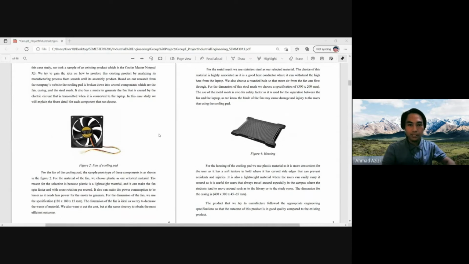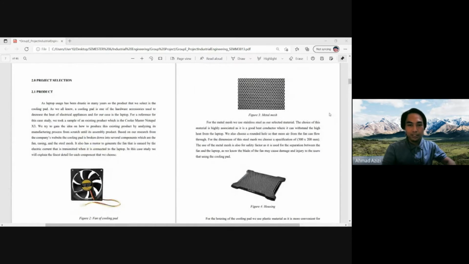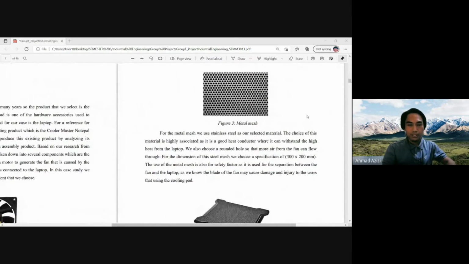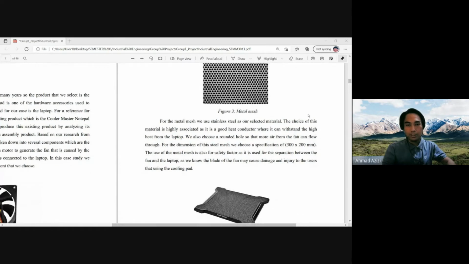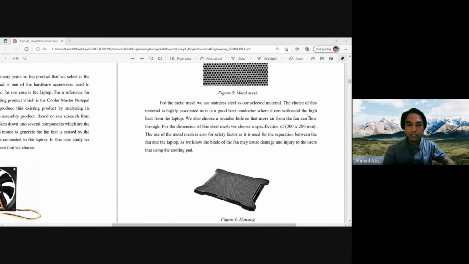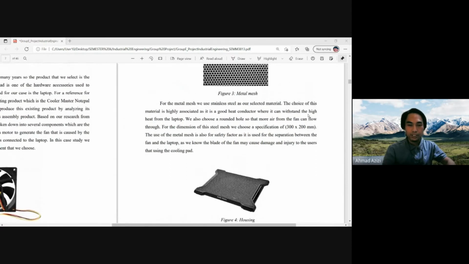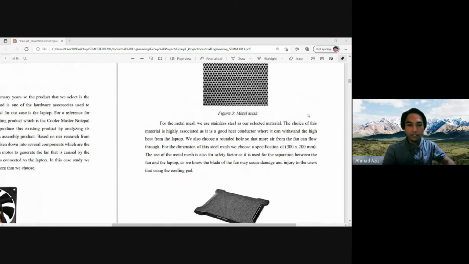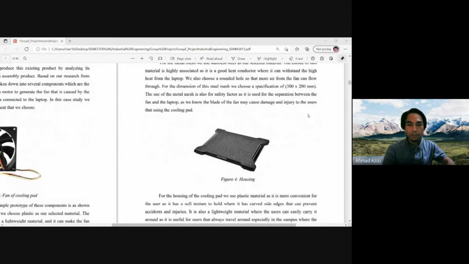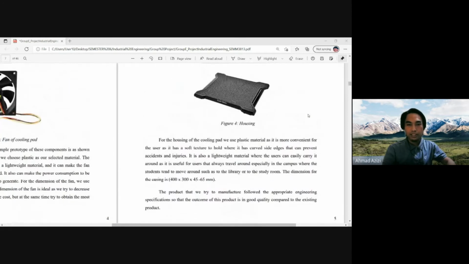Next is the metal mesh, where we use stainless steel. The reason we use stainless steel is because the material can withstand high heat from the laptop, which usually becomes hot if users use their laptop for a long duration of time. The metal mesh also has round holes because they ease the flow of air, and are also a safety factor to ensure the blades and the surface of the laptop do not touch each other. Next is the housing, where we also use plastic material, which has a soft texture and curved edges that prevent accidents.